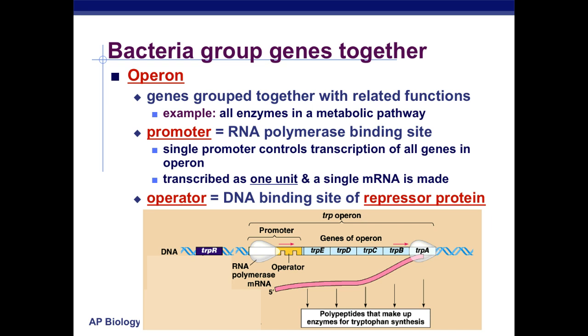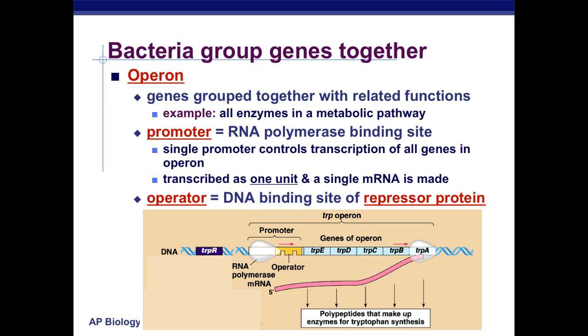The promoter is where RNA polymerase will bind. A single promoter controls transcription of all the genes in the operon. So for the tryptophan operon, which is below, when the RNA polymerase binds and transcribes, you're going to get all of the tryptophan enzymes and proteins that are necessary. It transcribes as one unit and a single mRNA is made.